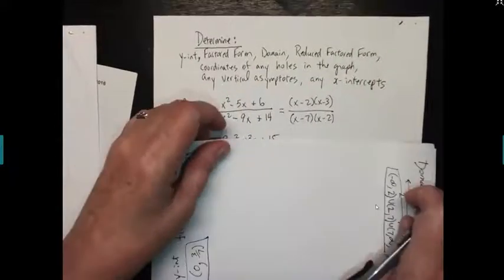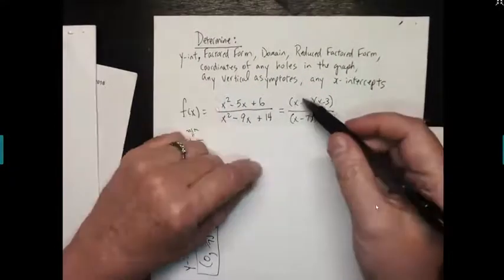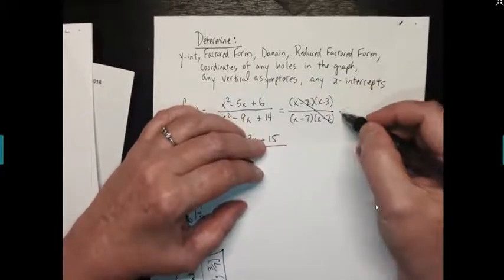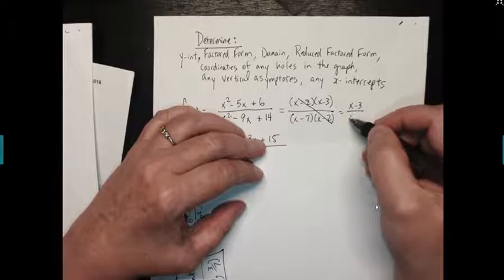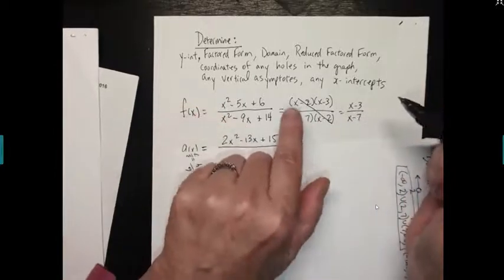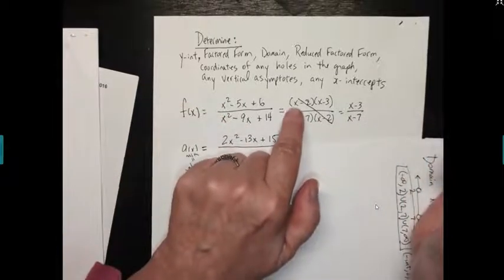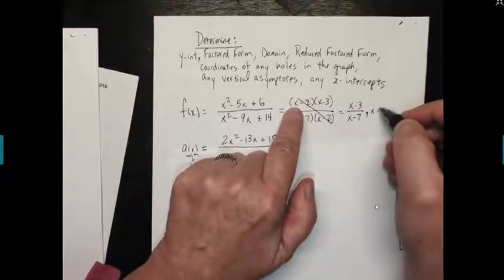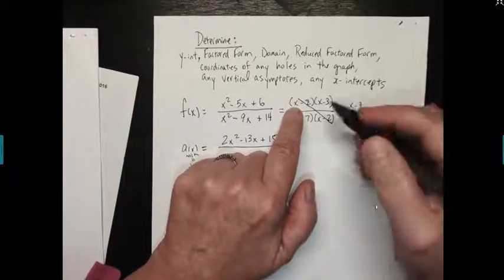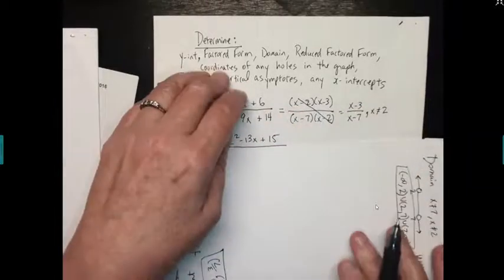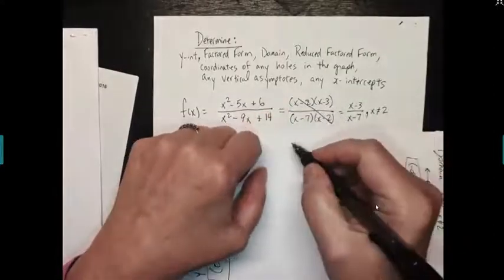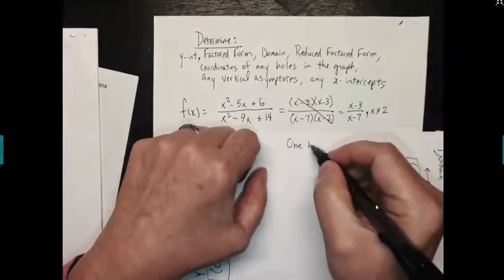So now, what is the reduced factored form? We can see that we have a cancellation here. Now, it's important to understand I could only make this cancellation if x is not equal to 2. So I have to include that. x is not equal to 2. Otherwise, I'd have 0 over 0. Since I made one cancellation, the x minus 2, there's going to be one hole.